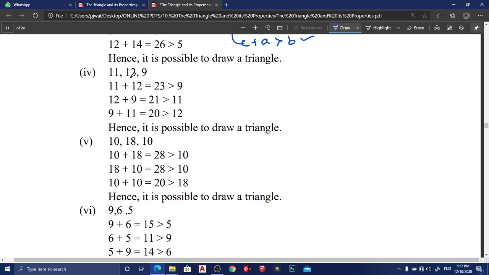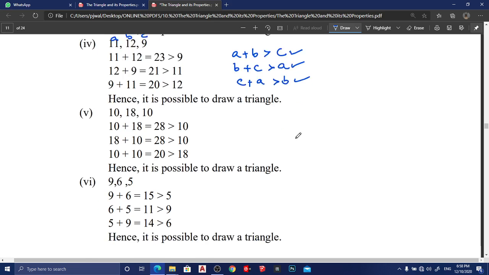Next, 11, 12, 9. See here, the first property is whether a plus b is greater than c or not. So this is a, this is b, this is c. 11 plus 12 is 23, which is greater than the third side c, 9, satisfying. Next, is b plus c greater than a or not? Check. b plus c is 12 plus 9, which is 21, greater than 11, this is also satisfying. Next, c plus a, 9 plus 11, which is 20, is also greater than the third side b. So these three sides belong to a triangle.